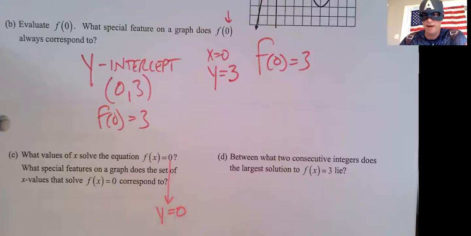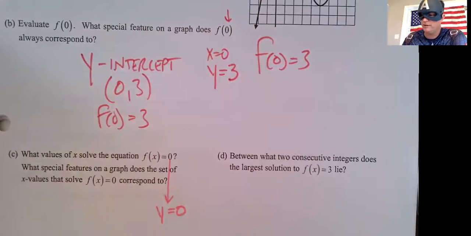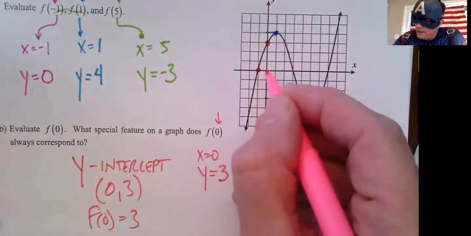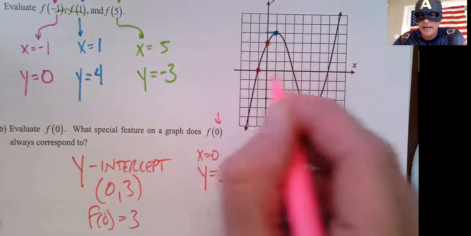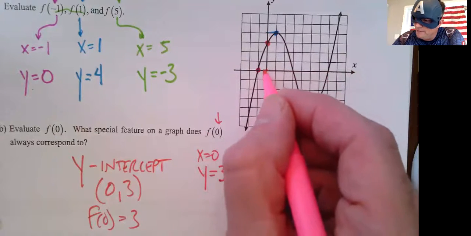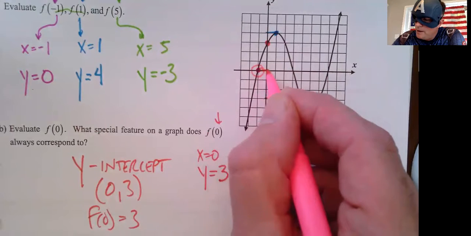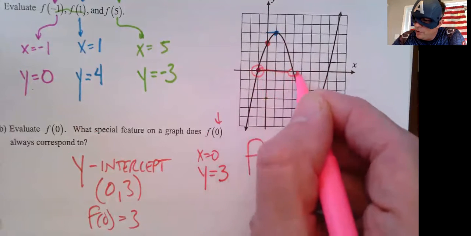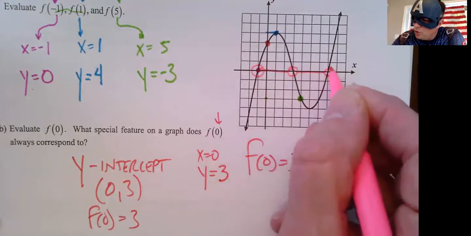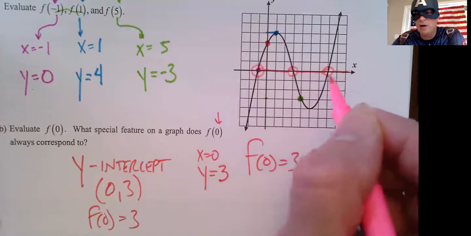So I want to go back up to the graph and let's take a look at that and see what we can find. Now, y equals 0 is going to be anything on this line right here, because those are all values where y is equal to 0. So that means that I could find one right here, I could find another point right here, and I could find another point right here. These are all values along this line where the output is 0.